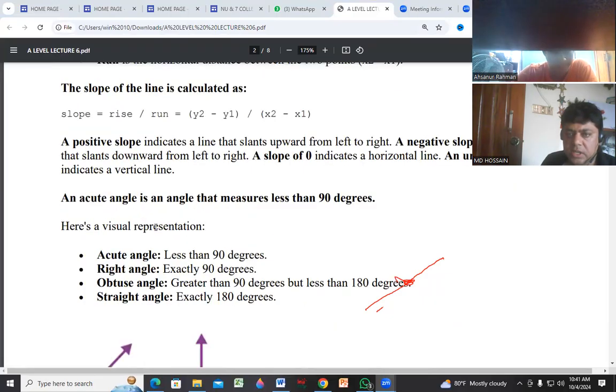Then next is, what is the slope? That is the formula of slope: rise divided by run. You should keep in mind this one.